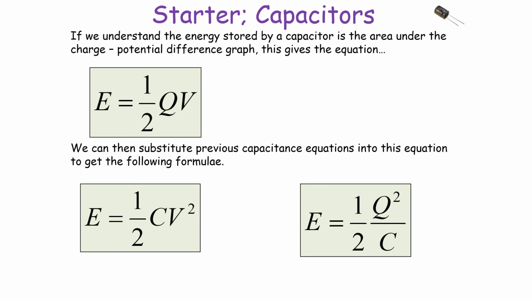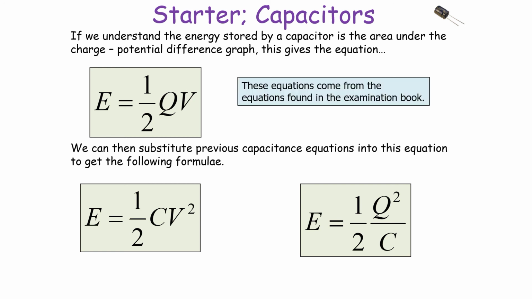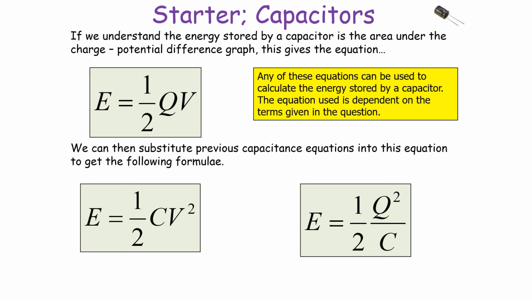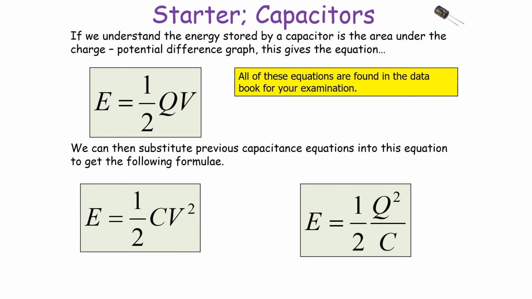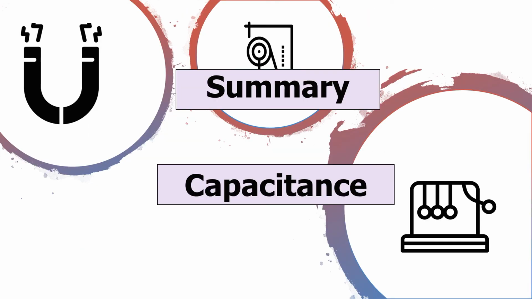You can substitute previous capacitance equations into the equations to get the following formulae: E equals a half CV squared and E equals a half Q squared over C. Now these equations are found in your data book, and any of these equations can be used to calculate energy stored by a capacitor. In these equations, energy will be derived in joules if SI units are used for other terms, and all of these equations are found in your data book for your examination.